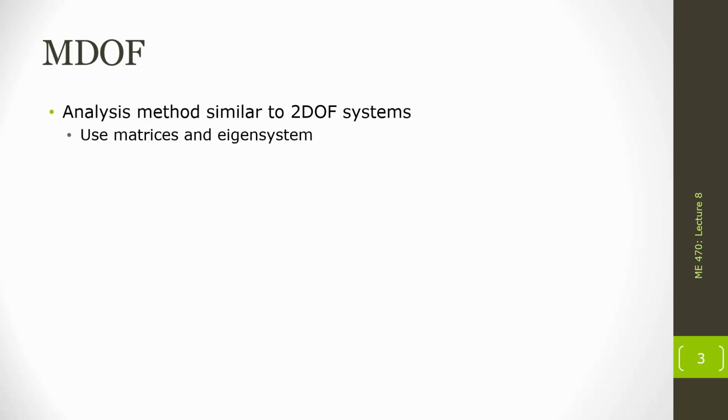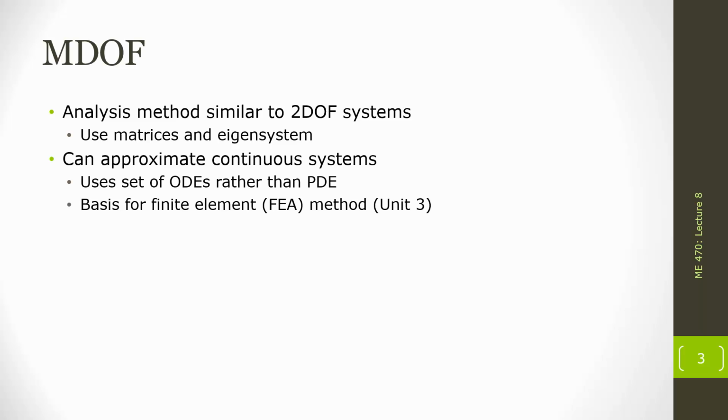So we're still going to use matrices, we're still going to use the eigensystem like we did for 2-degree of freedom systems. A multi-degree of freedom system is going to be used in Unit 3 to approximate continuous systems. As we expand on our analysis that we started with 2-degree of freedom systems, we're going to be creating a set of ordinary differential equations to solve, in contrast to what we're going to see in our continuous systems in Unit 3, where the exact solution is going to depend on a partial differential equation. And PDEs are typically much more difficult to solve than even a set of ODEs.